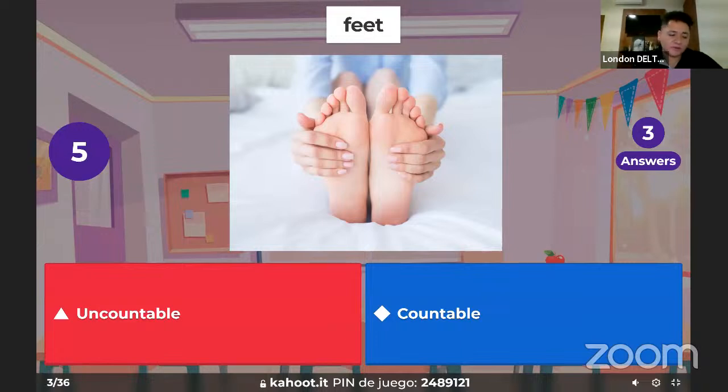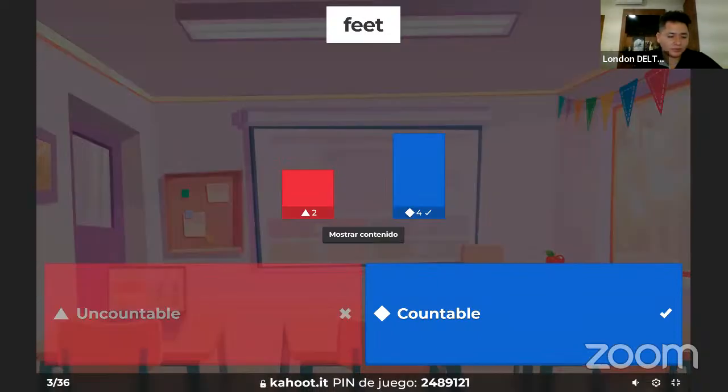Feet. Are they countable or uncountable? Exactly. Very well. So, you can count them, can you? ¿No se pueden contar los pies? Sí se puede, ¿no? Bueno, en español a lo mejor suena raro decir un pie, dos pieses, tres pieses, right? Dos pies diríamos, right? But you can count them, se pueden contar. Without problem, sin problemas se pueden contar.